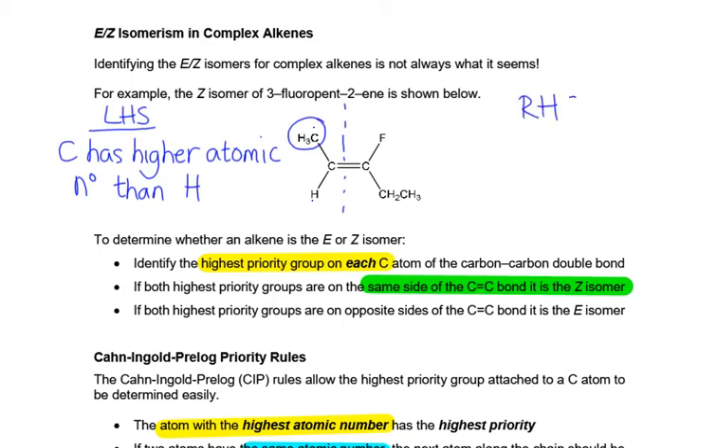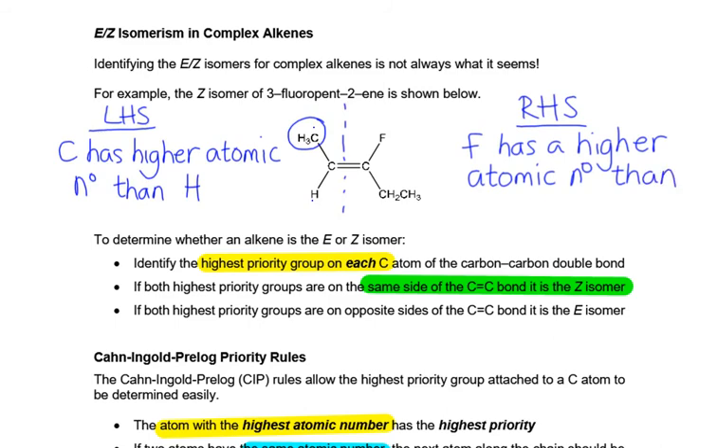If we look at the right hand side, we've got to consider the difference between F and C. Now F has a higher atomic number than a C. So we can circle around the F and say that that is our highest priority group. Now, because our highest priority groups are on the same side of the double bond, that is why we've come up with the Z isomer.